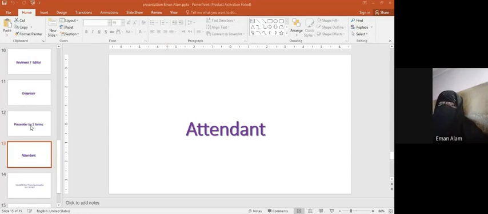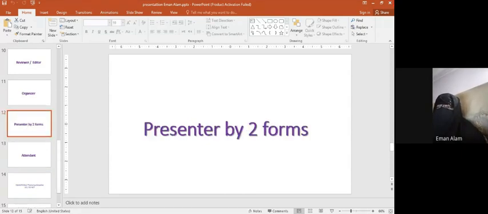So again, hospitality is highly required. What about presenters? Presenters, we have two forms of presenting our lectures inside conferences. We can present it orally in the form of oral presentation, or we can present it by using posters. In the case of oral presentation, we have some guidelines. In the case of poster presentation, we have some guidelines. Let's talk about poster presentation.